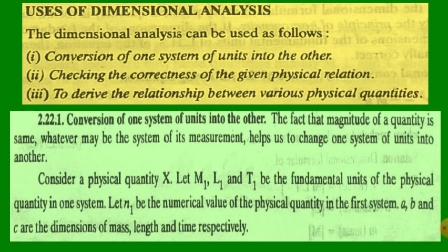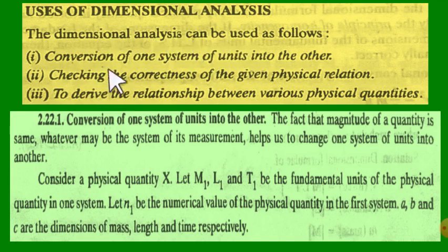Now let's try to see where these dimensions can be used. We call this the uses of dimensional analysis. Dimensional analysis can be used as follows, okay? There are three uses. The first one is what? Conversion of one system of units into the other. For example, if you want to convert the amount of energy from the SI unit to the CGS unit, then we can do it with the help of this dimensional analysis.